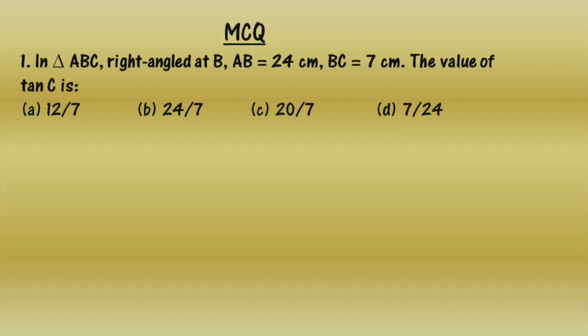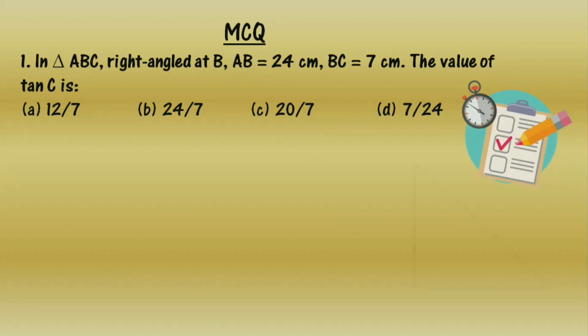Question number 1. In triangle ABC, right angle at B, AB equal to 24 cm, BC equal to 7 cm, then what is the value of tan C? Options are given, so you have to choose the correct option.